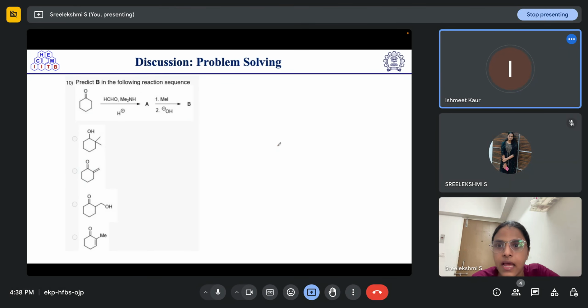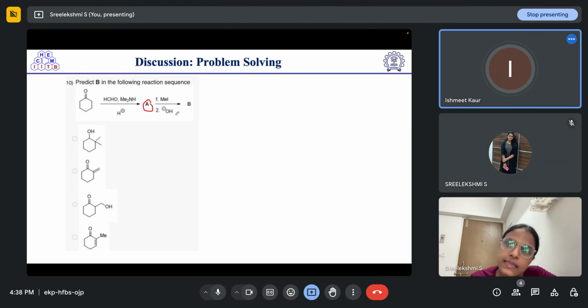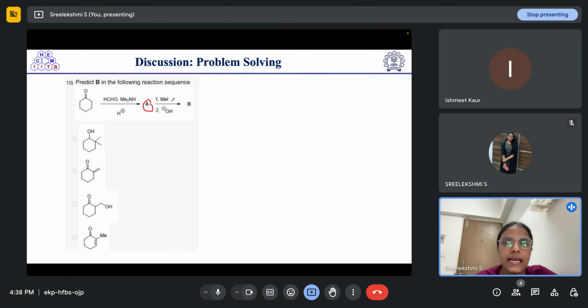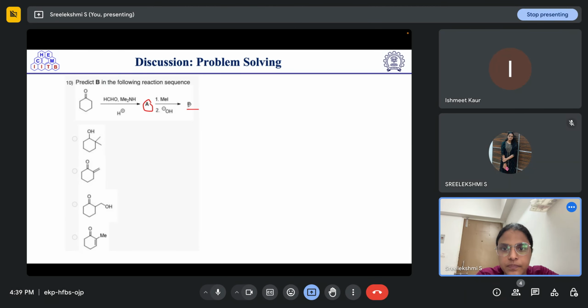Now this question: predict B in the following reaction sequence. So first is this ketone. So this is clear, what will be the product A, this Mannich reaction product. Then again we are treating it with methyl iodide and hydroxide ion. So we have to find out what will be B.